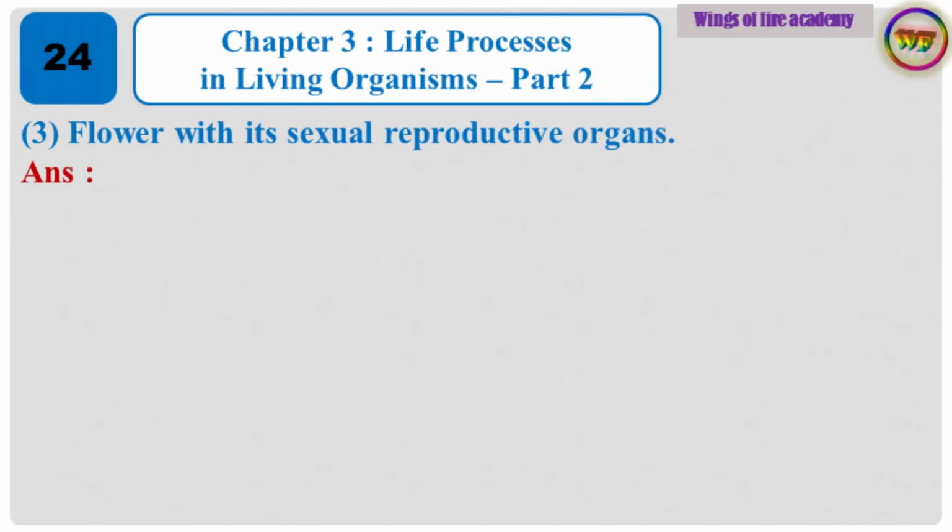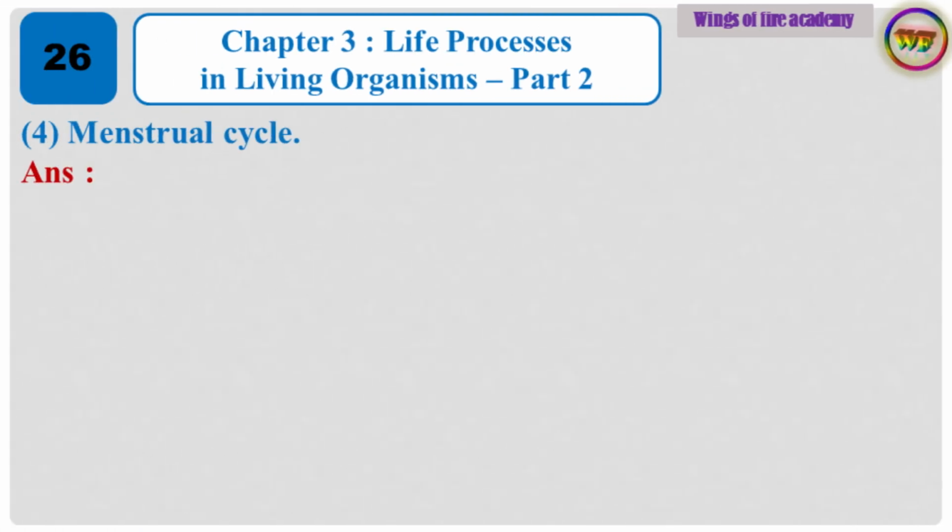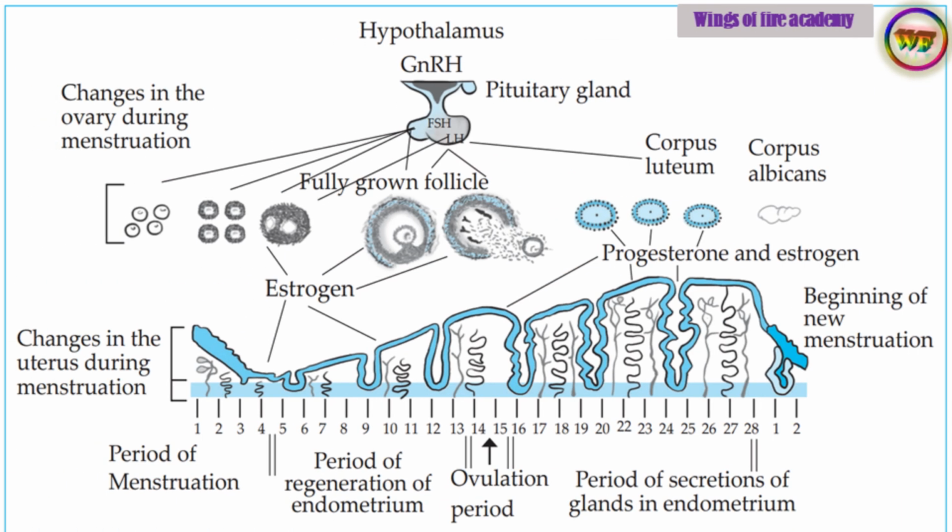Sub-question 3. Flower with its sexual reproductive organs. Answer is on the next slide. Diagram is given directly. Sub-question 4. Menstrual cycle. Answer is on the next slide. Diagram is given directly.